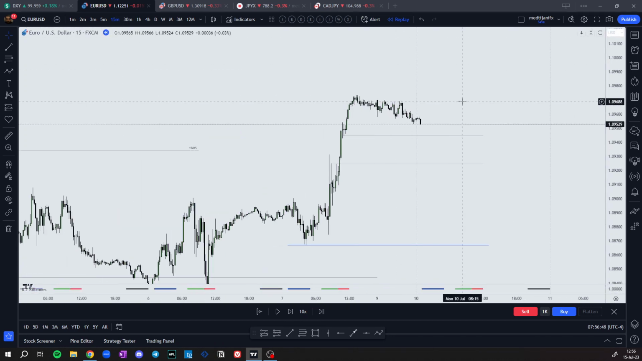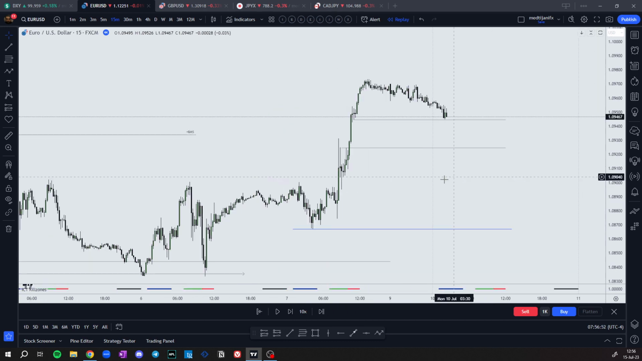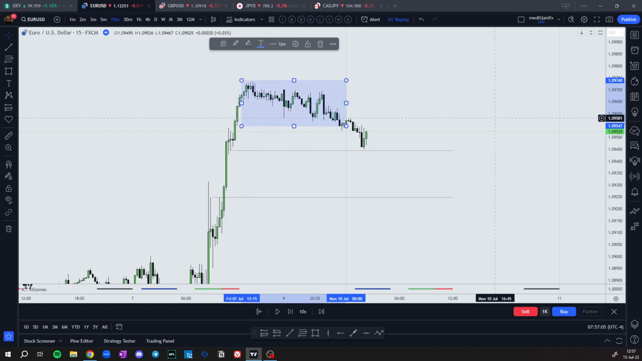So on the 15-minute time frame, we see that price has been dropping during London. The Asian range has been a consolidation. The Asian range started at 8 p.m. New York time, but I'm using this. Give me a second.